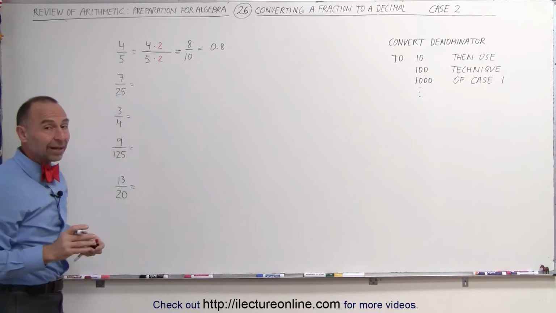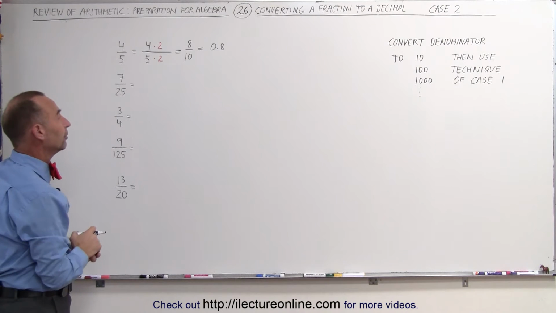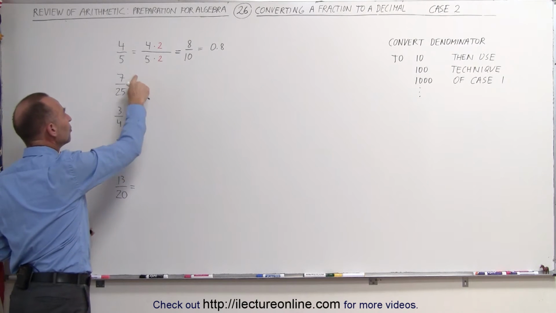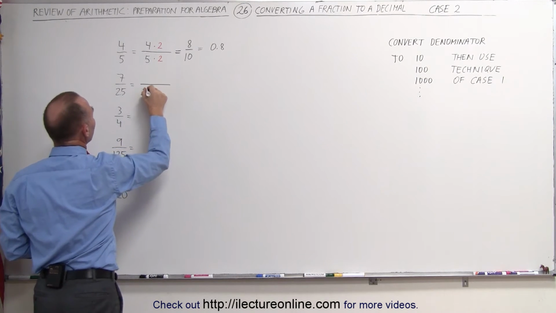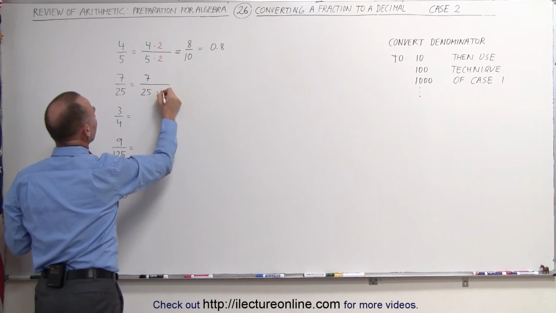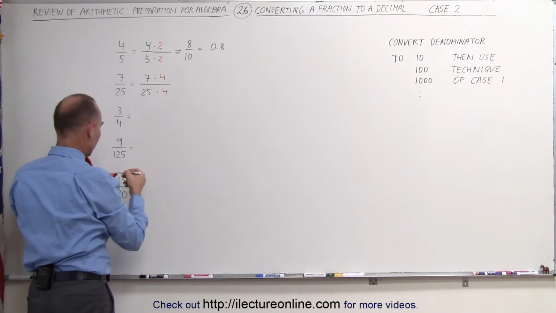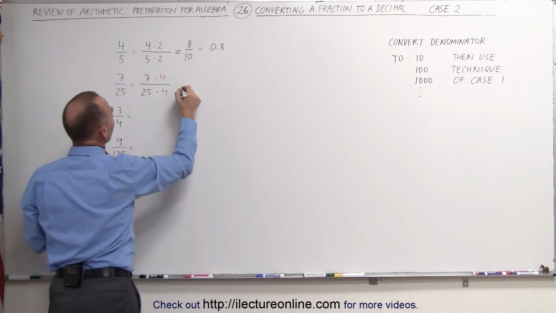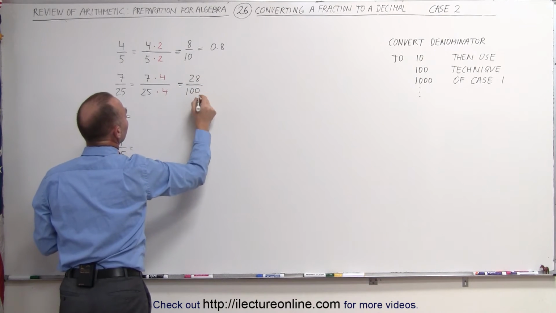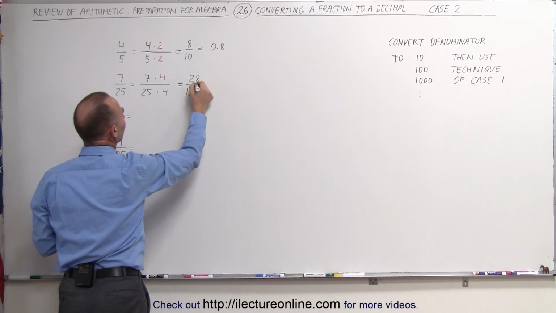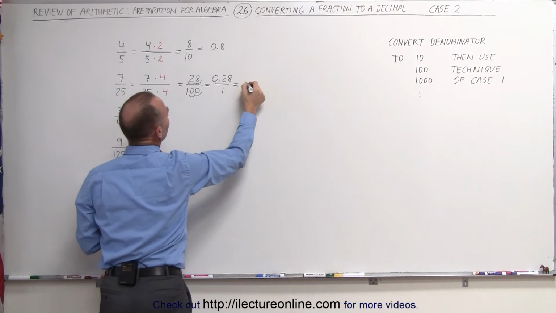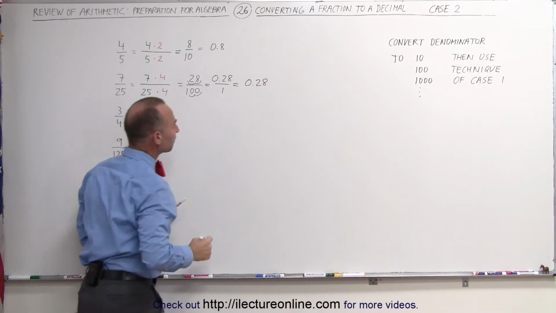In this example, we realize that 25 fits evenly into 100. What we need to do is multiply the denominator times 4 to make that 100, which means we must multiply the numerator times 4 as well. So let me show that here with a different color. Multiply the denominator times 4, multiply the numerator times 4, and the numerator then becomes 4 times 7 is 28, and 4 times 25 is 100. Then we realize we have to move the decimal place over 2 spots, and this then becomes 0.28 divided by 1, which is equal to 0.28.